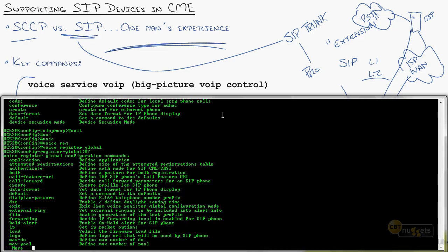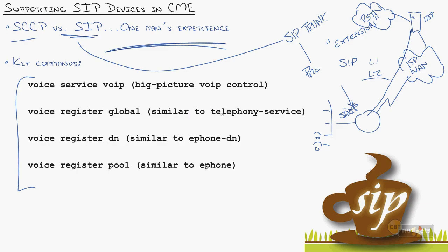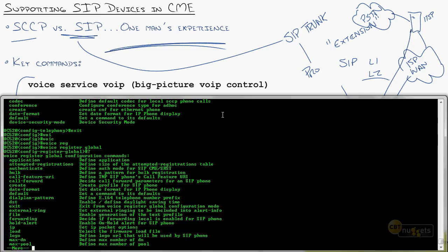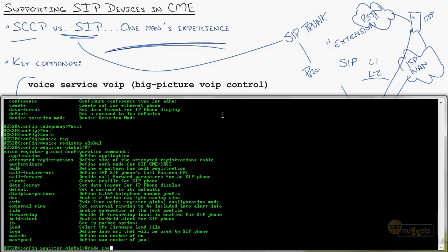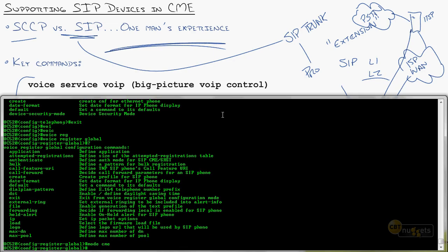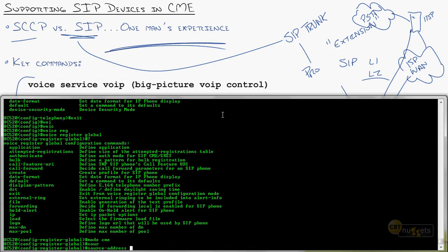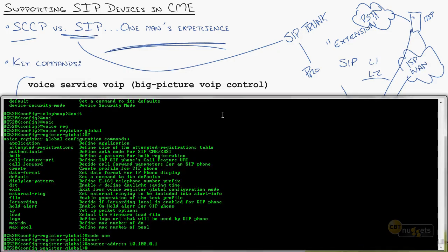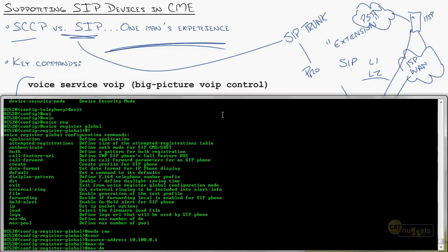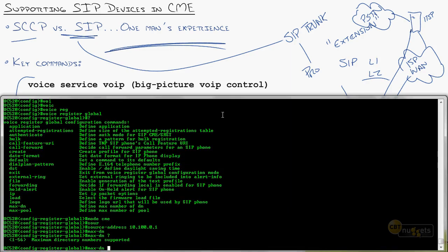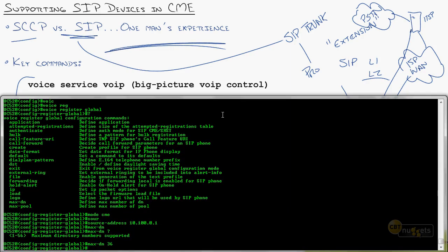We saw some of this in the base configuration where we could come under here and do the mode CME, like we're going to support this kind of mode. You can start doing the source address, just like we saw IP source address under the telephony service mode. We can come in here and do 10.100.0.1 source address to receive registrations. Max DN, same kind of thing. You get that same feeling, right? Just like we're configuring the telephony service mode.